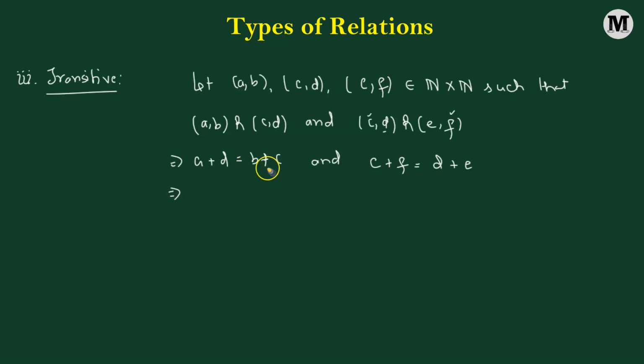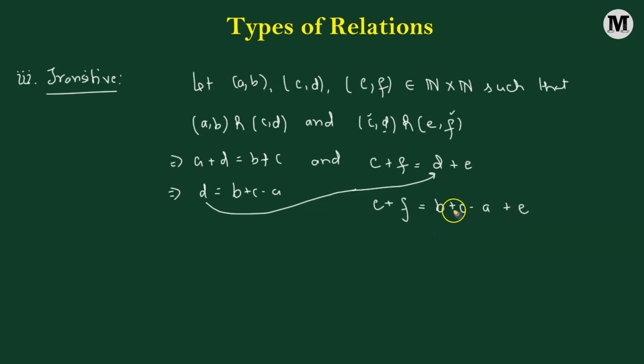Now a plus d equals b plus c, but what we can do here is isolate d from here. So that's going to give us b plus c minus a. And what we'll do, we will replace this d back in this position such that we get c plus f equal to, in place of d, b plus c minus a added to e. Fine. Now we can cancel out c from both sides and rewrite the terms to get a plus f equal to b plus e. Now what does it mean when we say a plus f equals b plus e? That means that the ordered pair a comma b is related to the ordered pair e comma f.